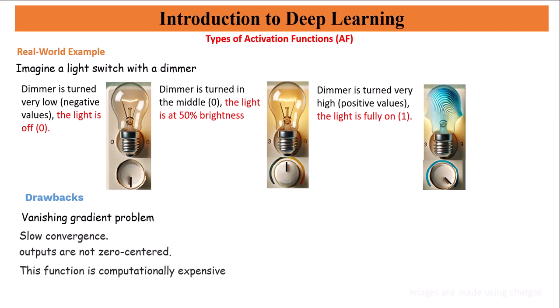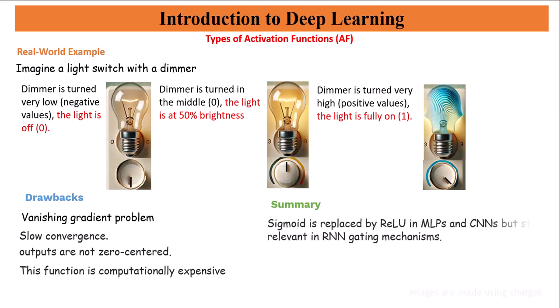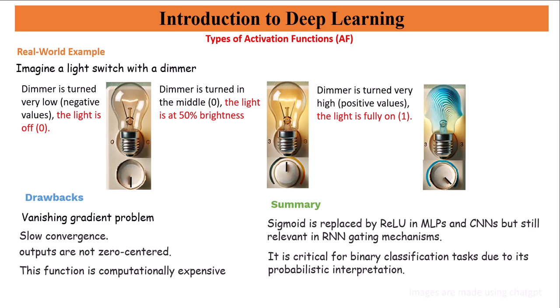To conclude today's module, sigmoid is replaced by ReLU in MLPs and CNNs but is still relevant in RNN gating mechanisms. The sigmoid function is critical for binary classification tasks due to its probabilistic interpretation. That wraps up today's video. I hope you now have a good understanding of the main categorizations of activation functions and the sigmoid, one of the nonlinear activation functions in deep learning.